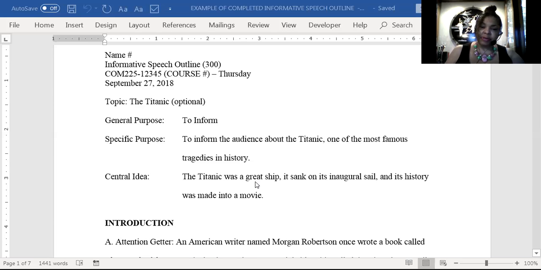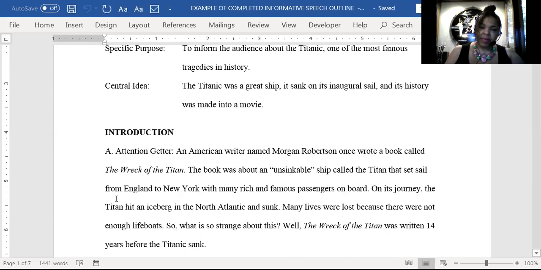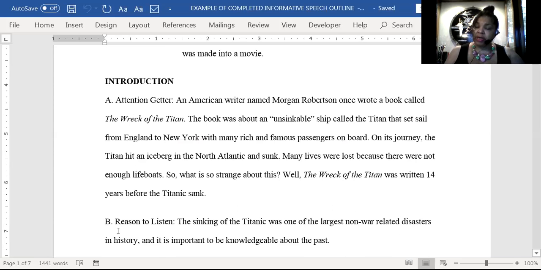Here we go. Introduction. A is the attention grabber. Does what you have, does what you say, grab the attention of the audience. Notice it is more than one sentence. Some people will give their quote or they'll ask a question and then think that they're done. No, no, no, no, no. You have to say more.